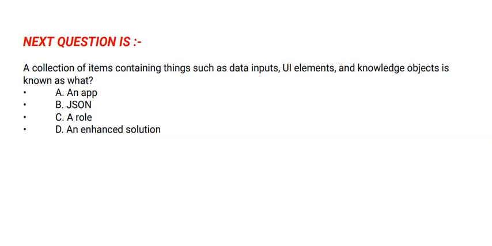Next question is, a collection of items containing things such as data inputs, UI elements, and knowledge objects is known as what? Options are option A, an app. Option B, JSON. Option C, a role. And option D, an enhanced solution. The correct option is option A.